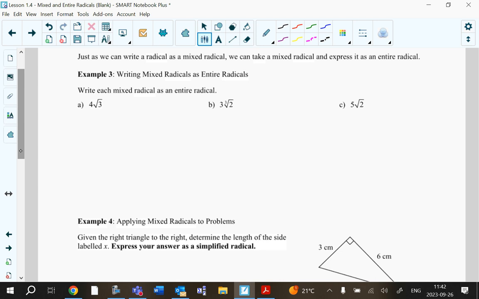What we need to do is write 4 as a square root. How do you write 4 as a square root? Just go 4 times 4, and it's square root 16. And then you multiply that by square root of 3, and you know that you can multiply 2 square roots together into a single one. Square root 48.